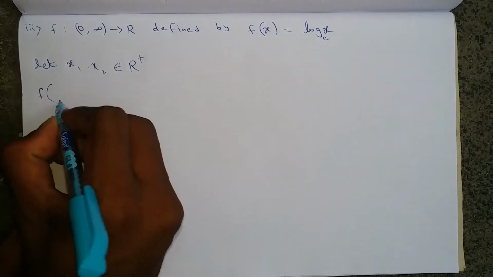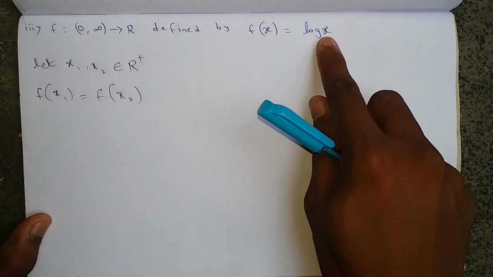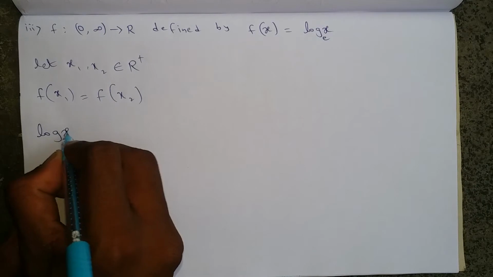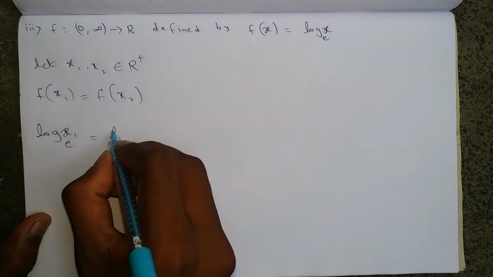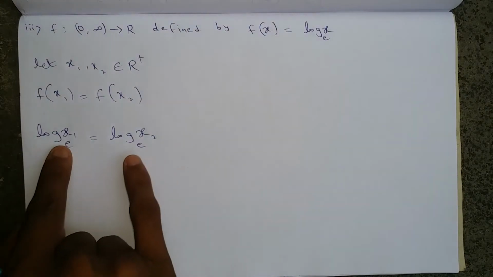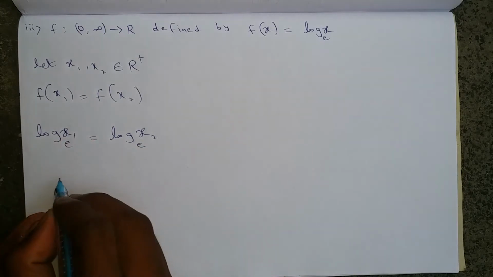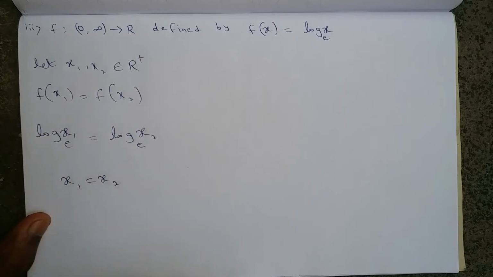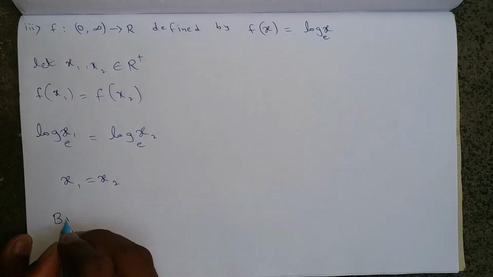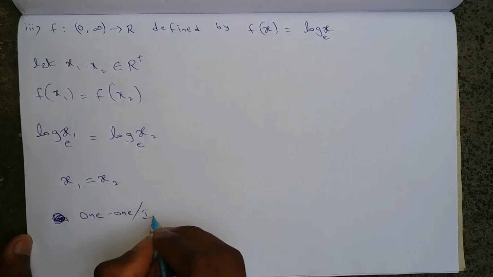And f(x1) = f(x2). In the place of x, substituting x1 as well as x2. So we get log x1 base e = log x2 base e. Now if we observe the logs on both sides, they are the same with base e. So we can compare the numbers by comparing x1 = x2. So we got x1 = x2. So we can say that it is one-one function, otherwise injection.